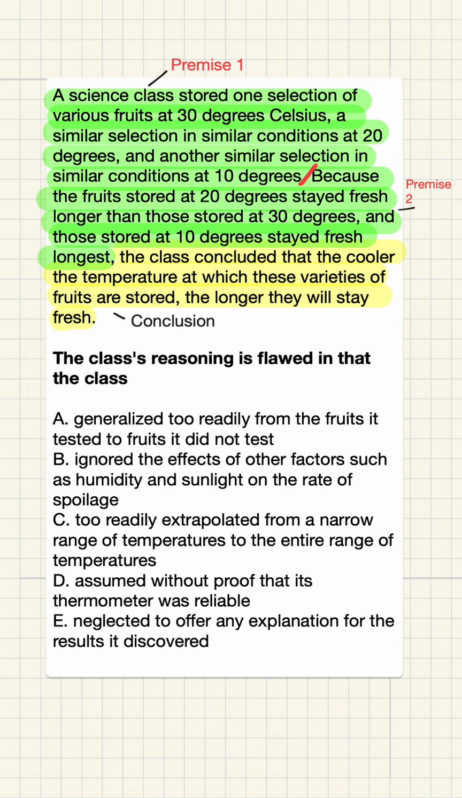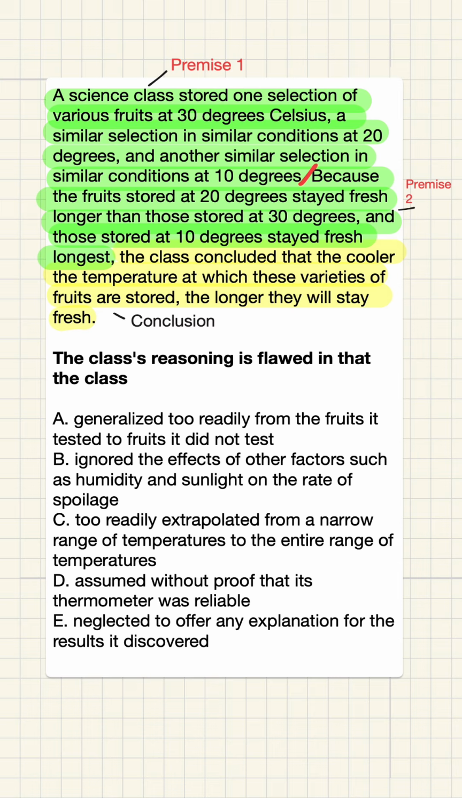The question asks us to identify what's flawed about the class's reasoning. For this type of LSAT question, you're looking for the gap between what the evidence actually proves and what the conclusion claims. Here, the evidence only compares a narrow range of temperatures, 30, 20, and 10 degrees. The conclusion generalizes that pattern to all cooler temperatures, but temperatures can go much lower than 10 degrees. It's entirely possible that fruit stored at extremely cold temperatures would spoil faster or be damaged. Maybe 10 degrees is actually the optimal temperature.